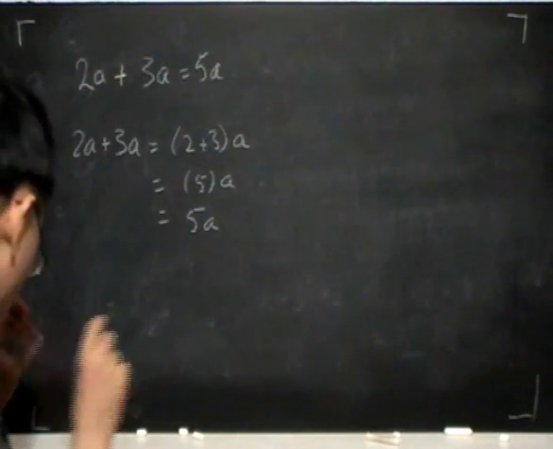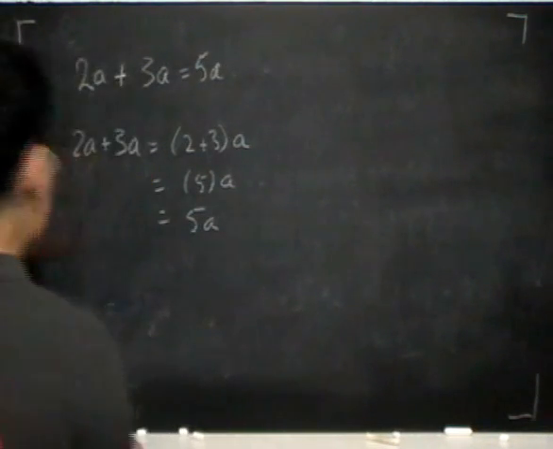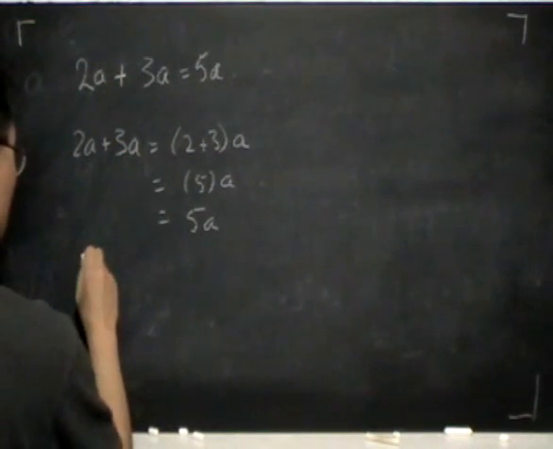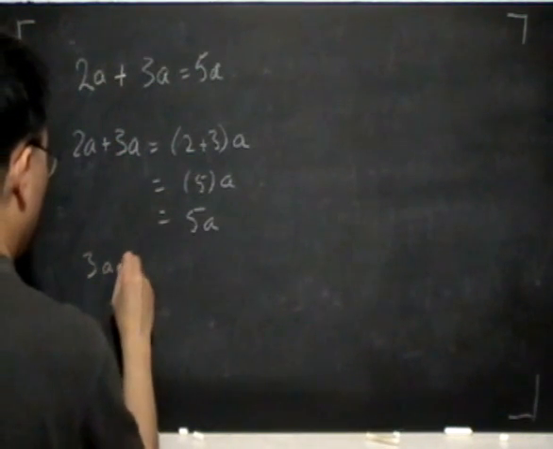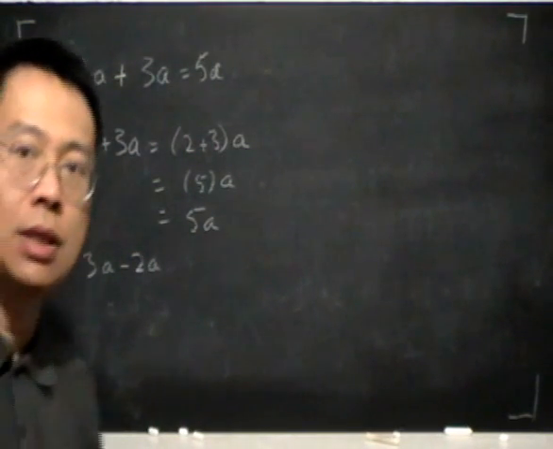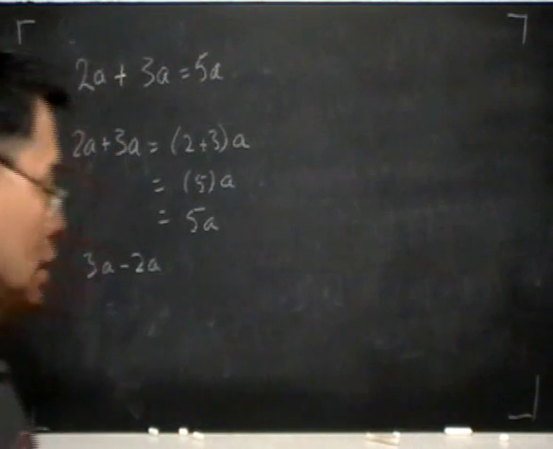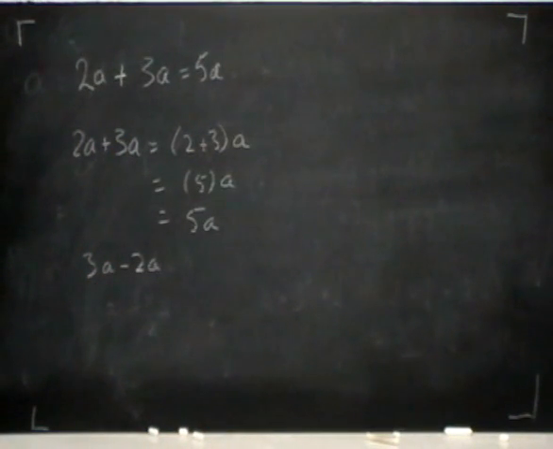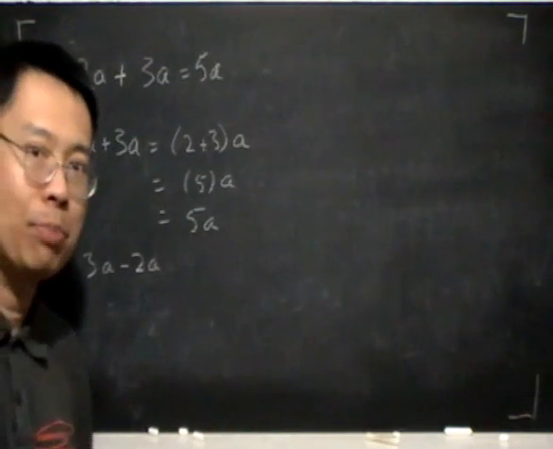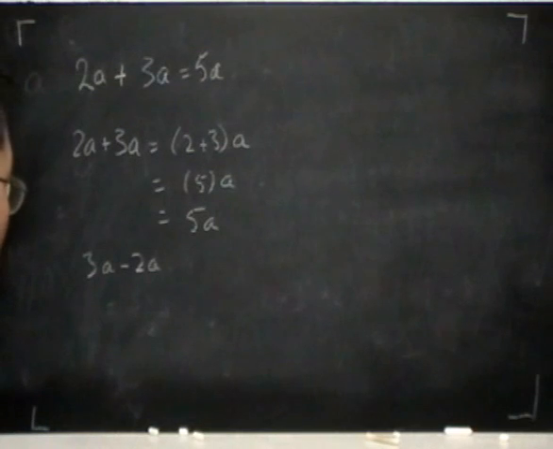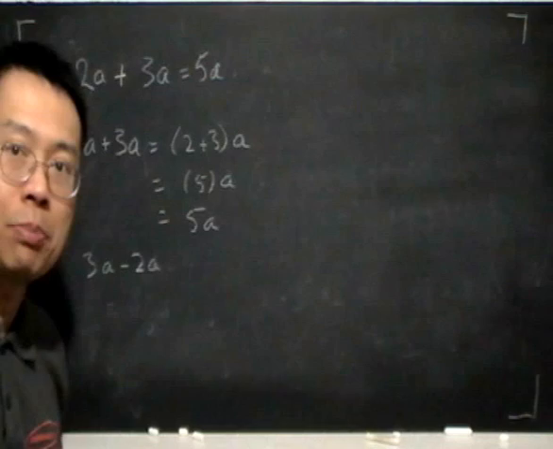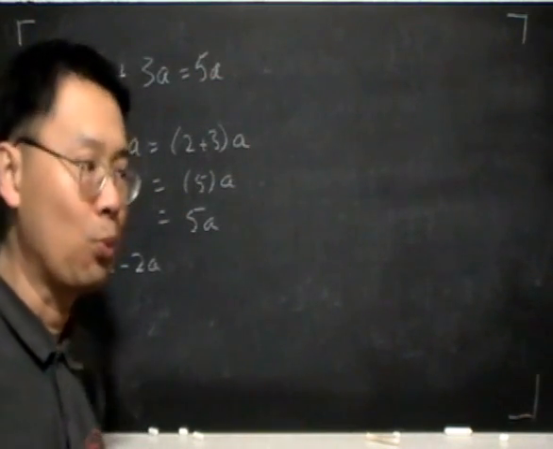Now let's take this one step further. Suppose now that instead of that we have 3a minus 2a. We have a minus sign now. We want to subtract the two terms. Right. So using our apple method, if you think of this as 3 apples minus 2 apples, then you know what's the answer. It's just 1 apple.